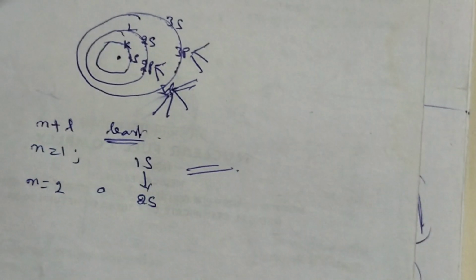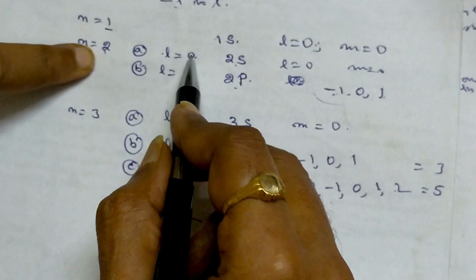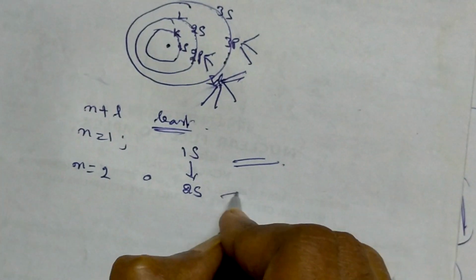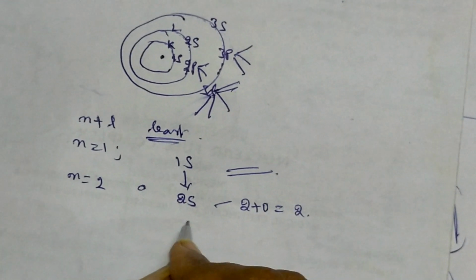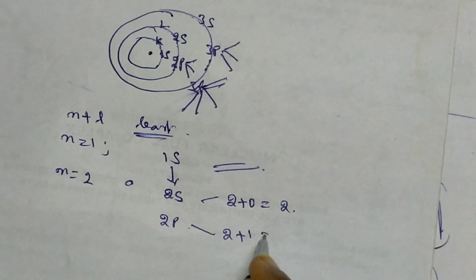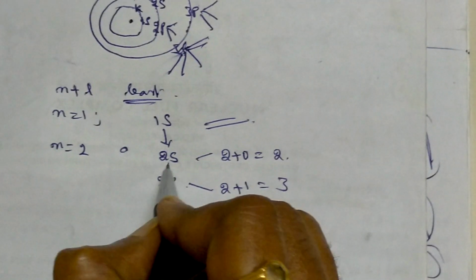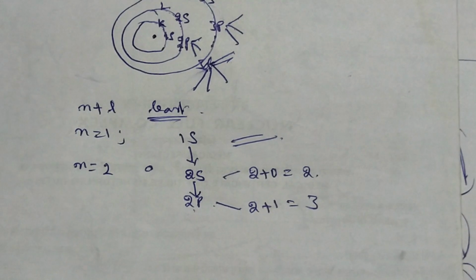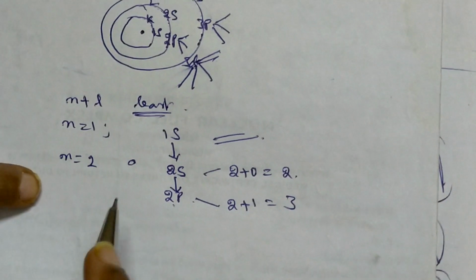Now the question is, why not 2p? Why is it only 2s after 1s? Here for 2s, the N value is 2 and the L value is 0, so N plus L is 2 plus 0 equals 2. In the case of 2p, it is 2 plus 1, that is 3. So 2s is the lowest, then the electron will go next to 2p. So 1s, 2s, 2p.